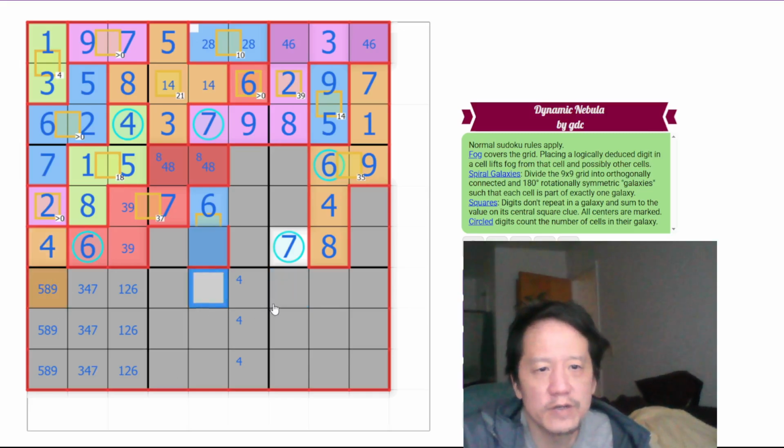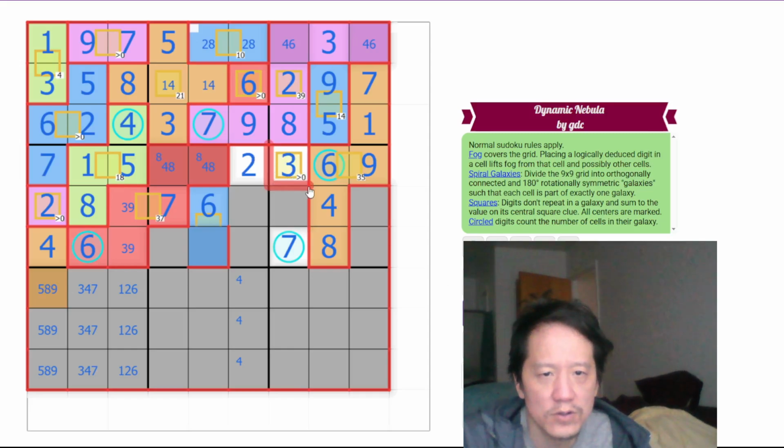This must go down here. The remaining digits here in row 4 are 2 and 3, but this can't be 2 because of this 2, so this is 3, this is 2. This is the center of its own galaxy here. We should make all the single cells the same color. We're going to make this not red. So all the single cells will be red.